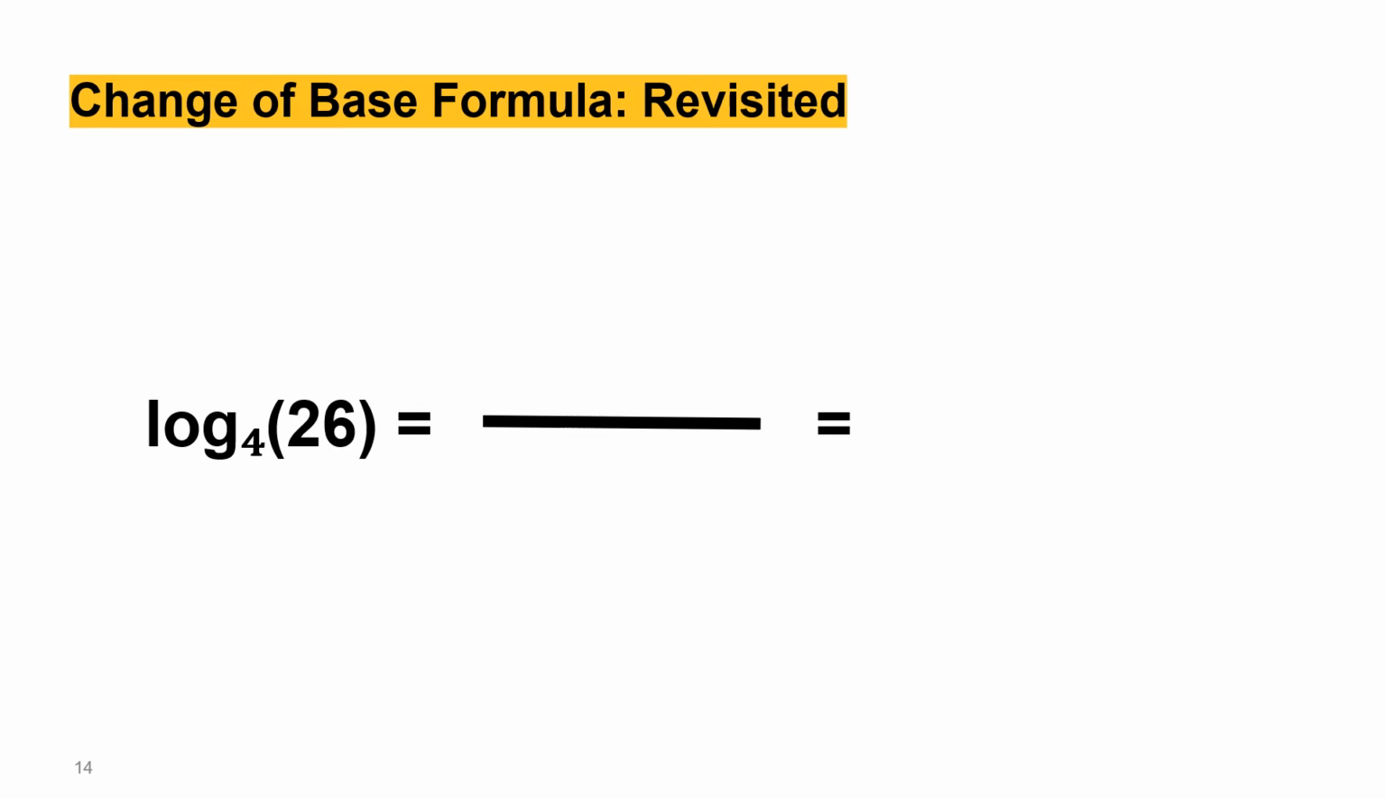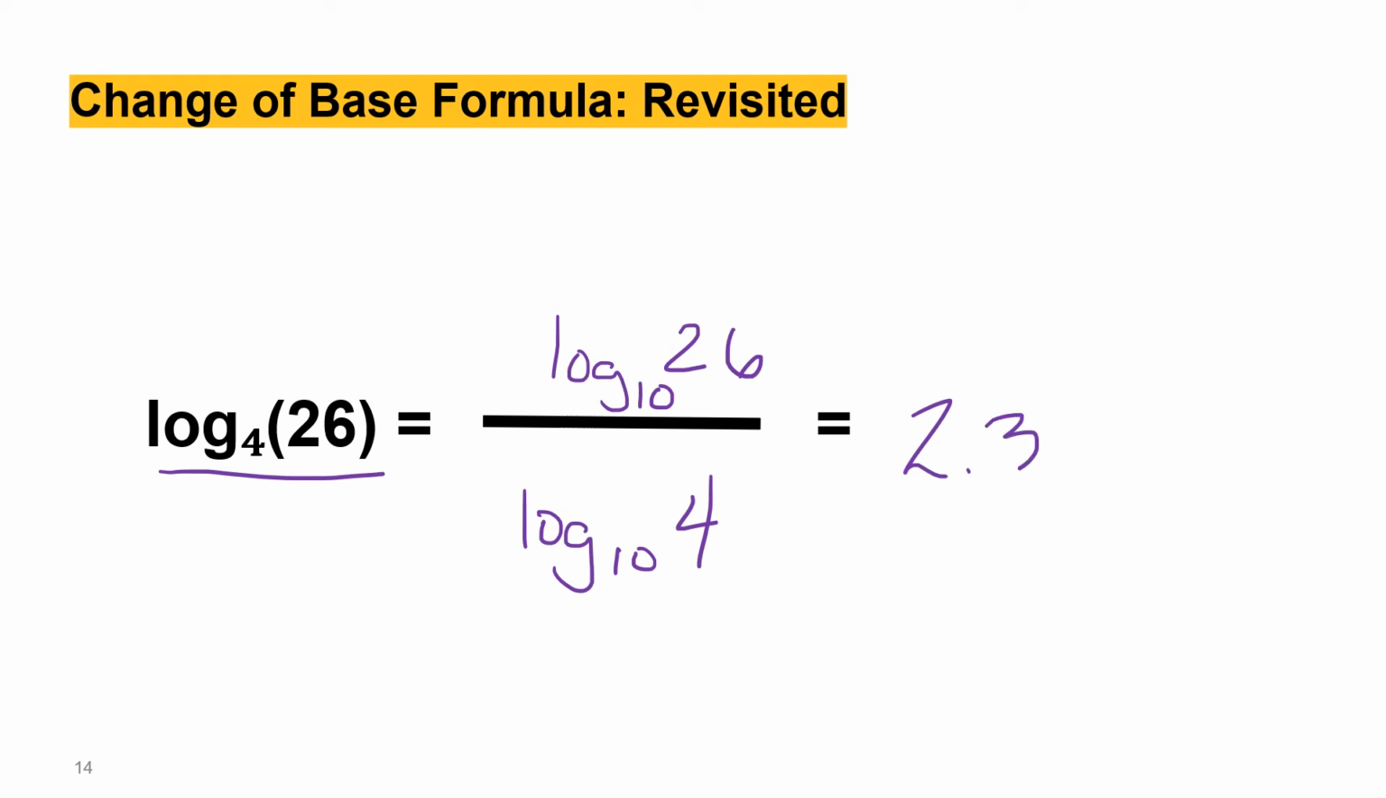Let's go back to that previous example. If we wanted to find the value of log base 4 of 26, we would use the change of base formula to change the base to one that our calculator knows. So log base 4 of 26 is equal to log base 10 of 26 divided by log base 10 of 4. Now we can use our calculator on this problem, giving us a result of about 2.35. Let's do a few more.